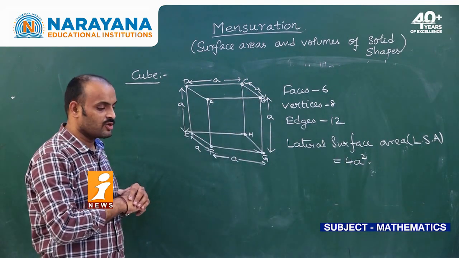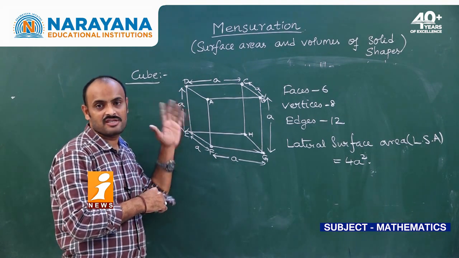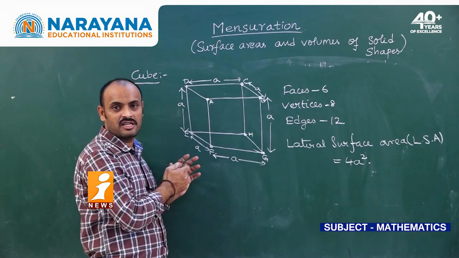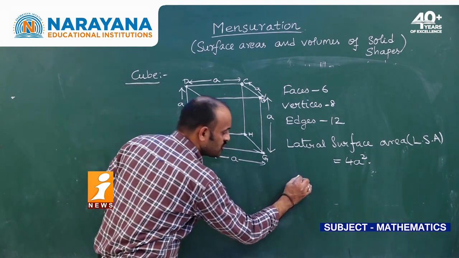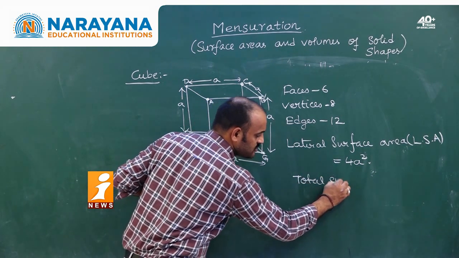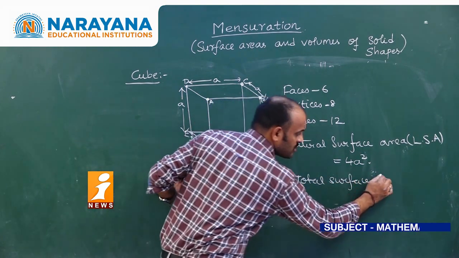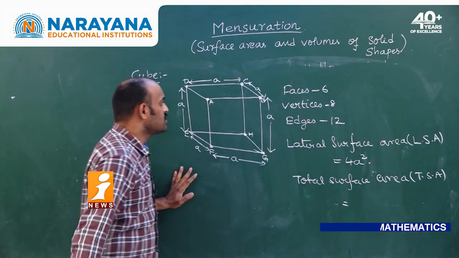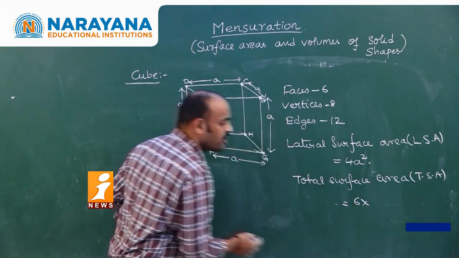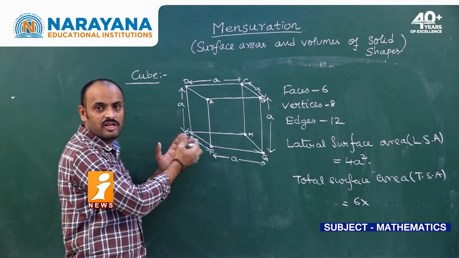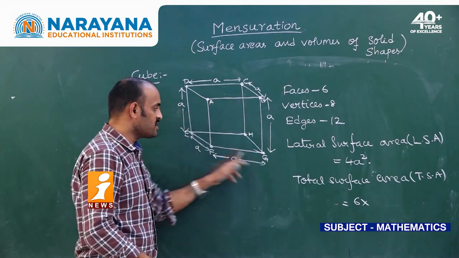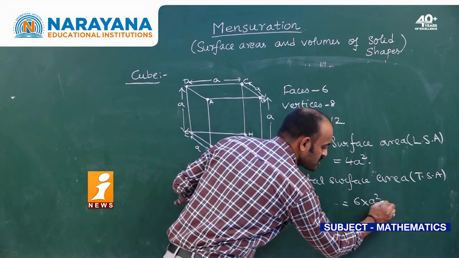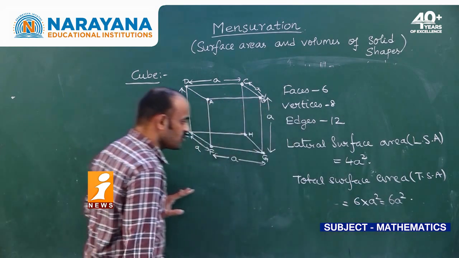Coming to total surface area. Total surface area means as many surfaces as there are, we need to add all of them. In this cube, how many faces are there? 6 faces. So total surface area TSA is equal to 6 into the area of each face, because each face is the same, all are squares. The area of one face is side into side, which is a squared. 6 into a squared, 6a squared. Now volume.